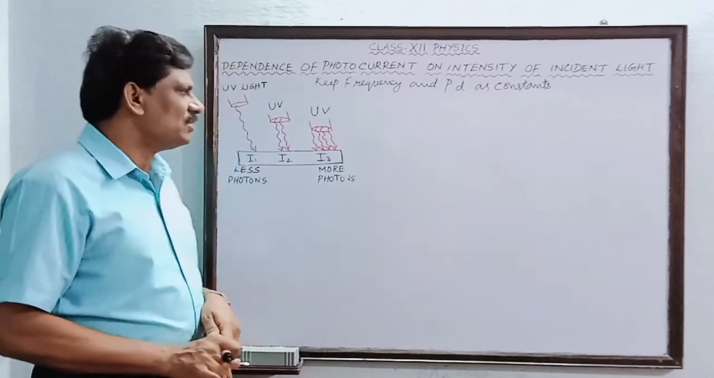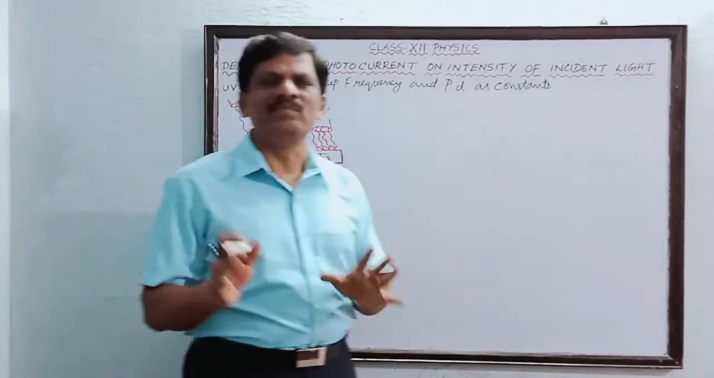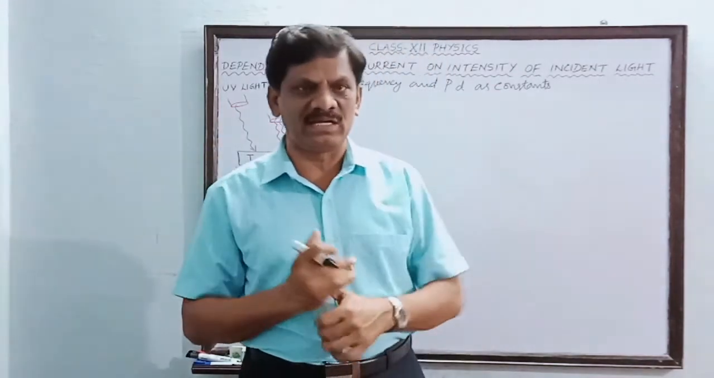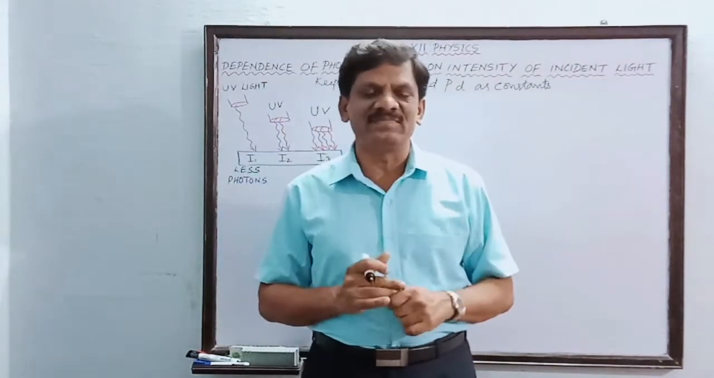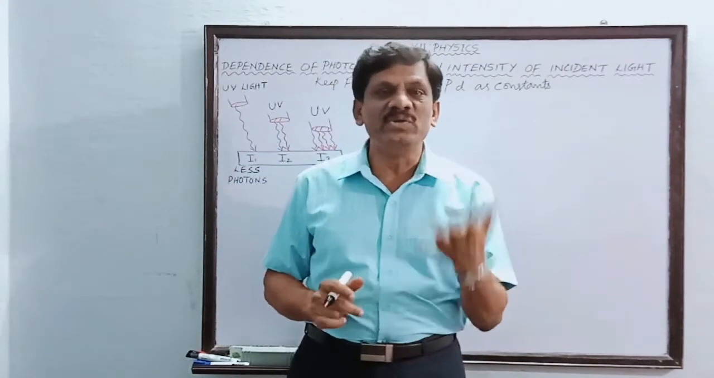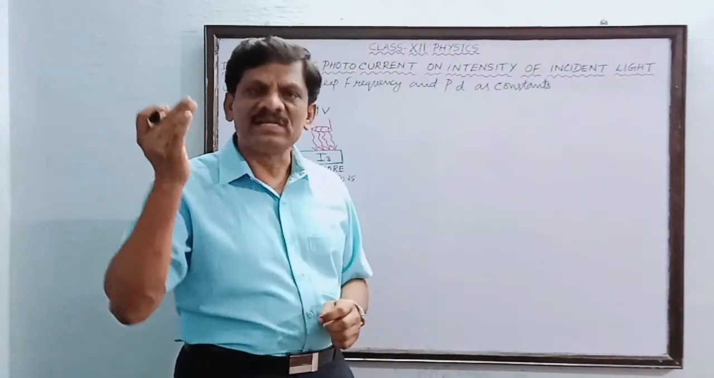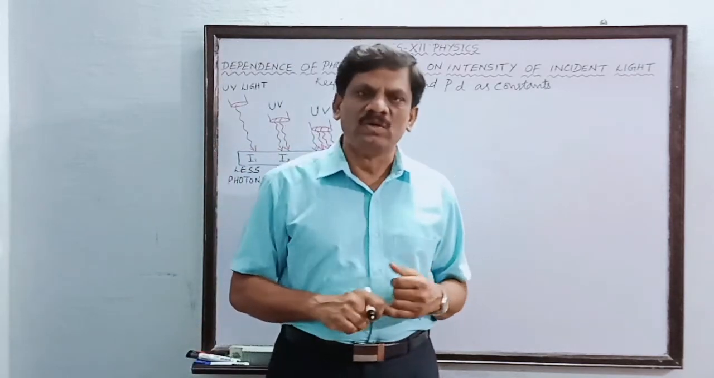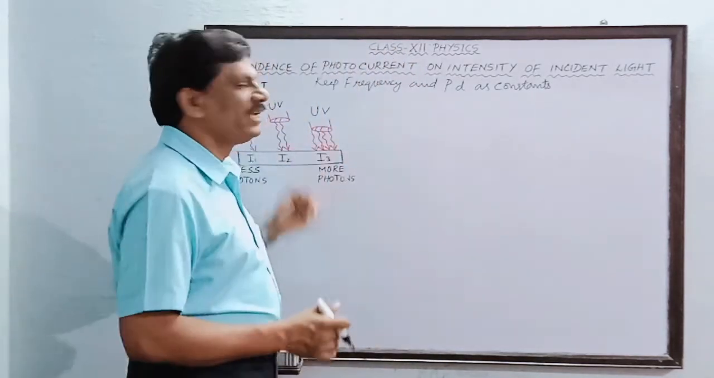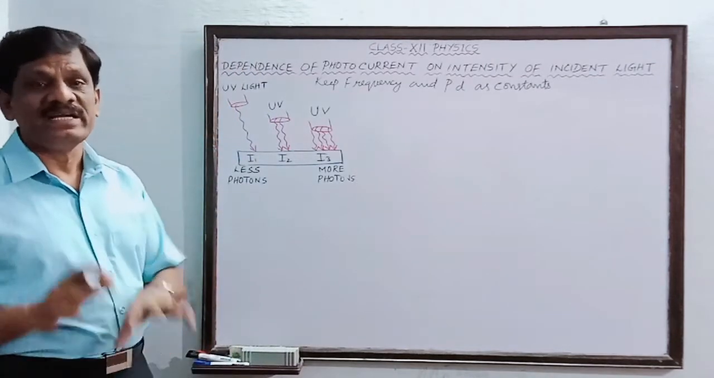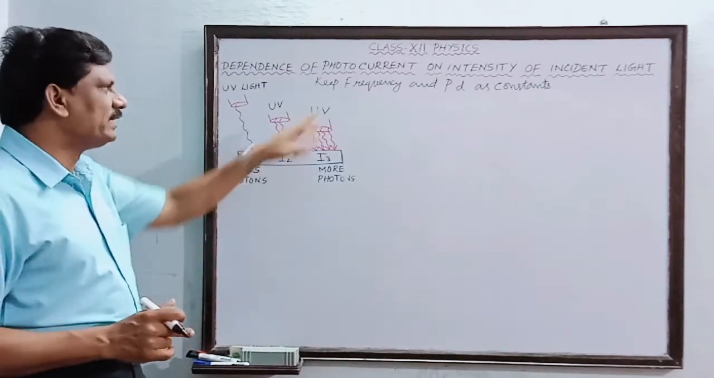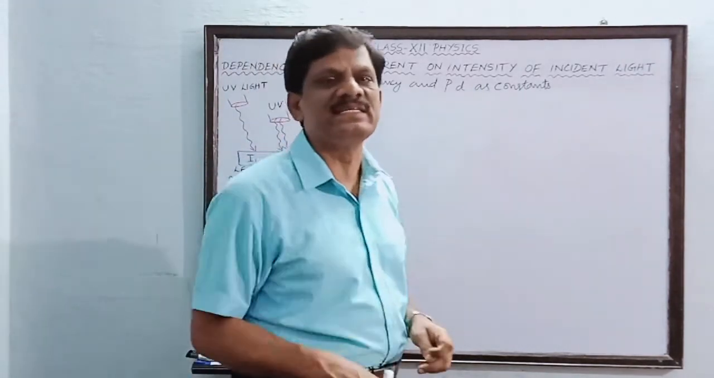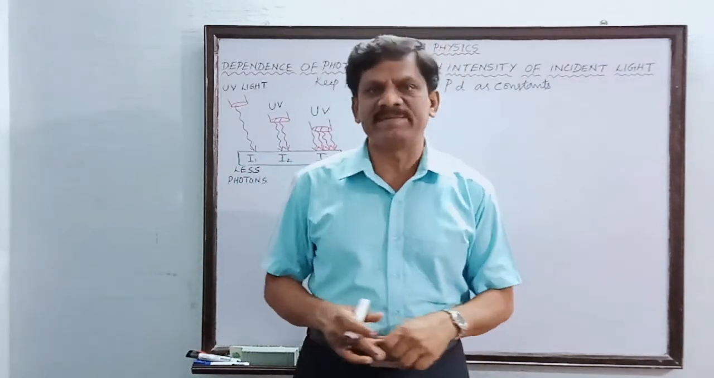Okay students, the intensity is nothing but the energy of the light incident per unit area per unit time. What is the unit? It is joule per second per meter square, that is watt per meter square. So how do you change the intensity here using the same source of light at different distances? The intensity is also equal to the number of photons incident per unit area per unit time. Understand?